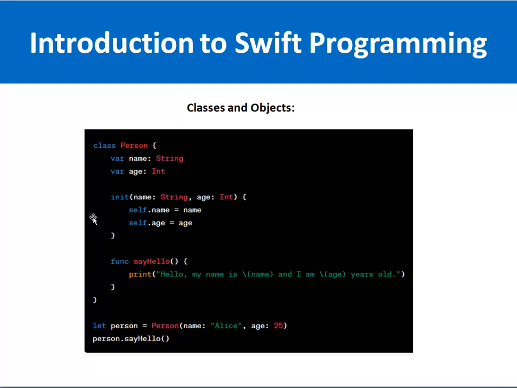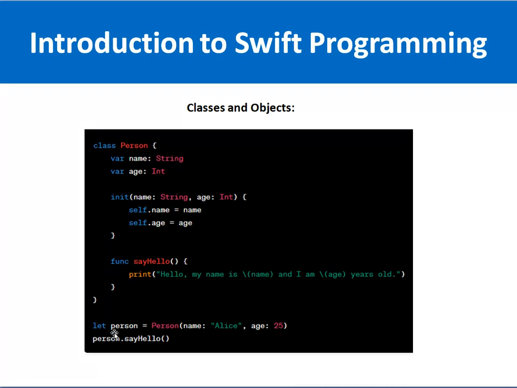Classes and objects. The concept, basically, friend, is that first I can create a class here like Person, which has a name variable and an age variable, where name is a string and age is an integer. Then I will initialize the method with name string and age, and self.name and self.age. So it will take two inputs, name and age, and with that it will initialize. Function say hello: print hello, my name is name and I am age years old.